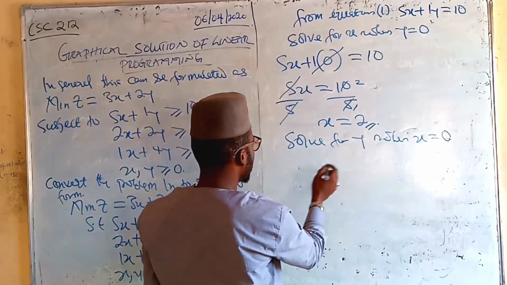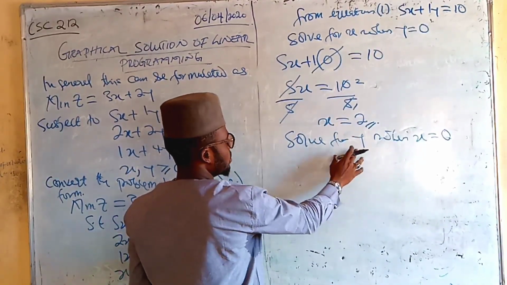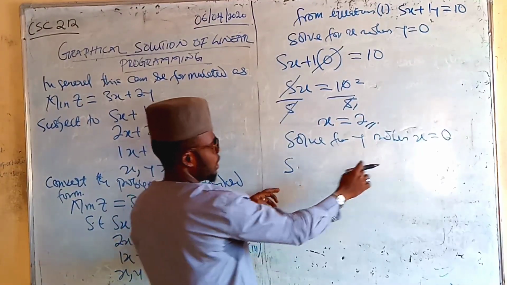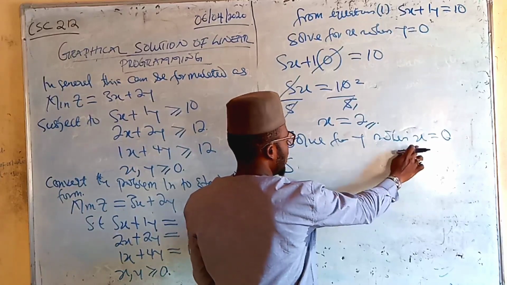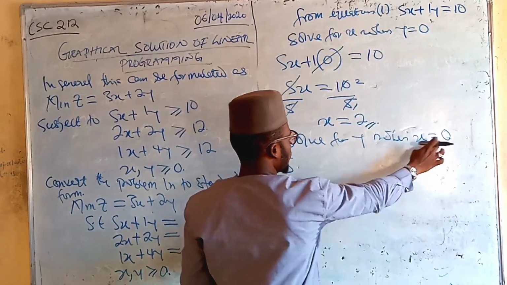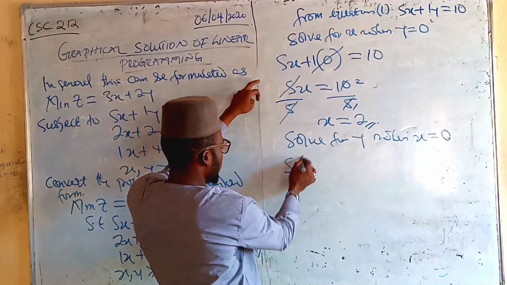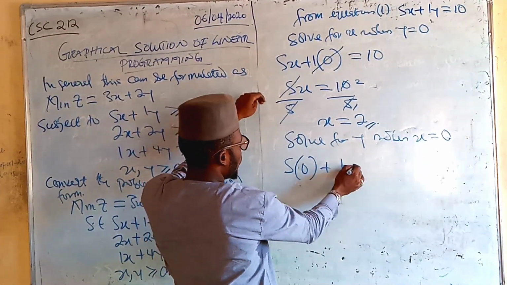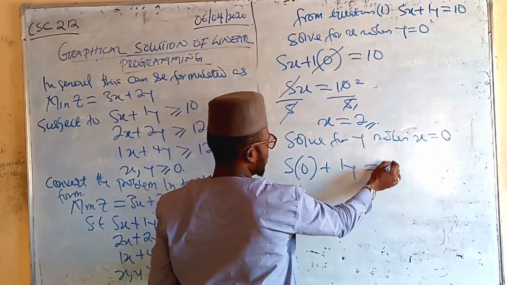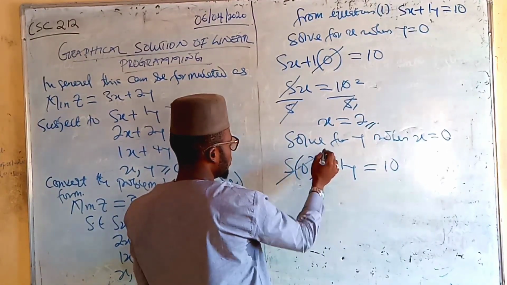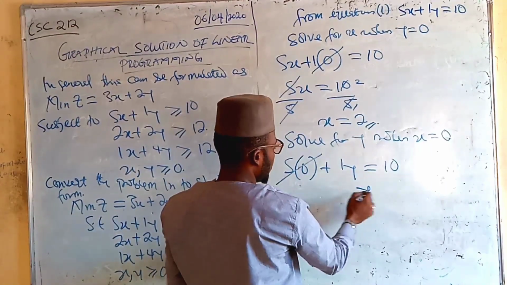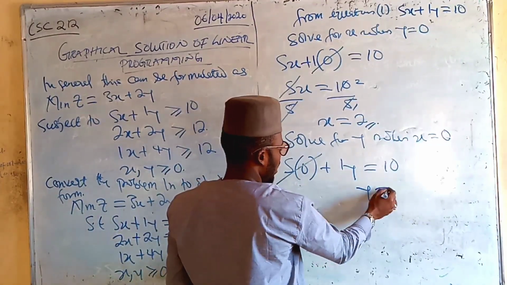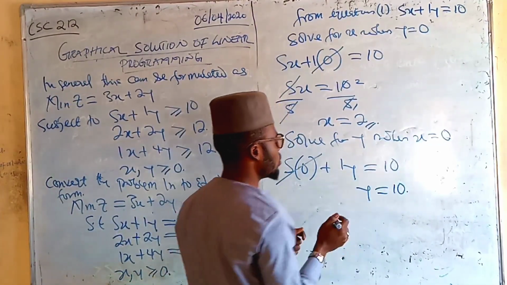So we now represent the value of x to be equal to 0 in equation 1. Then in equation 1 we have 5x; we are going to represent the place where x appears as 0. So 5 into 0 plus 1y is equal to 10. 5 times 0 is 0. Then 1y and y are the same thing. So y is equal to 10.